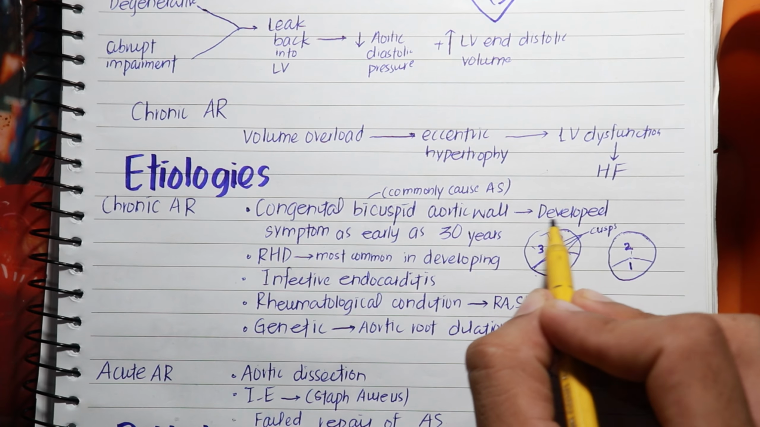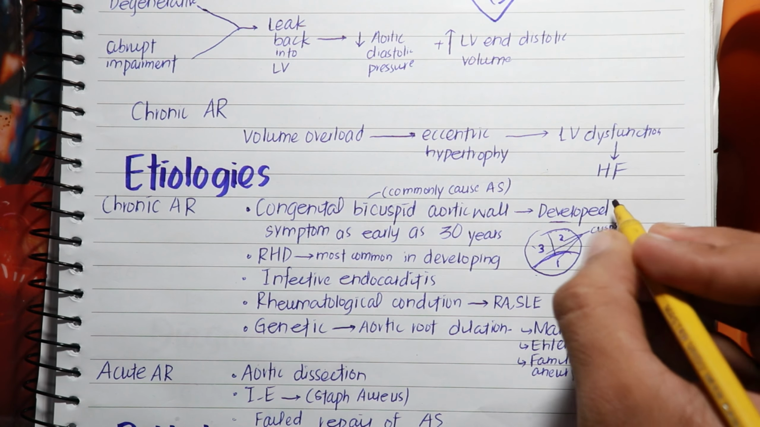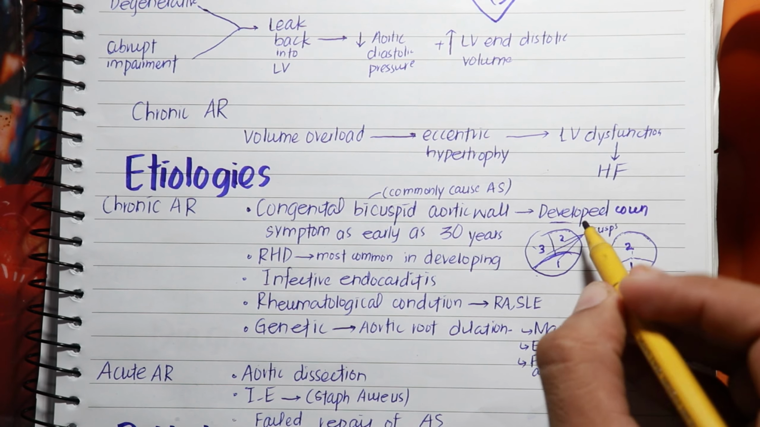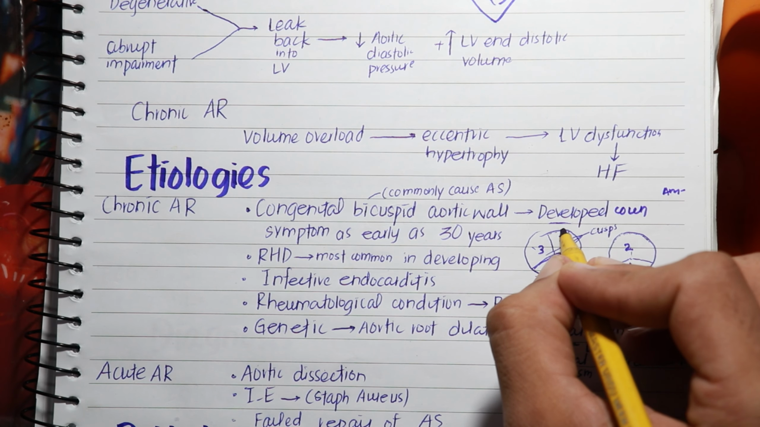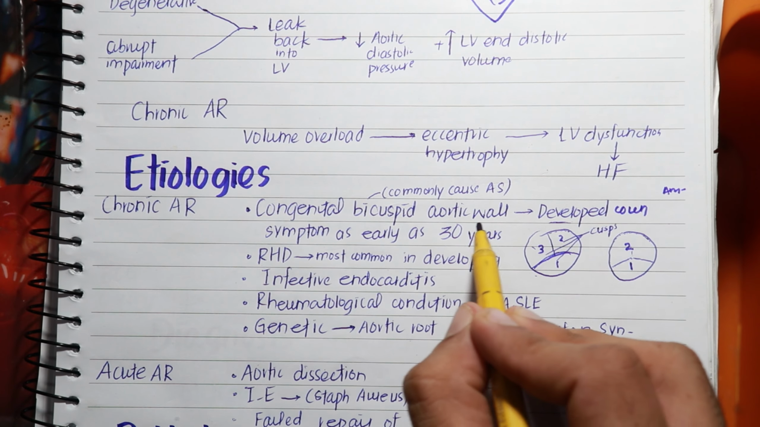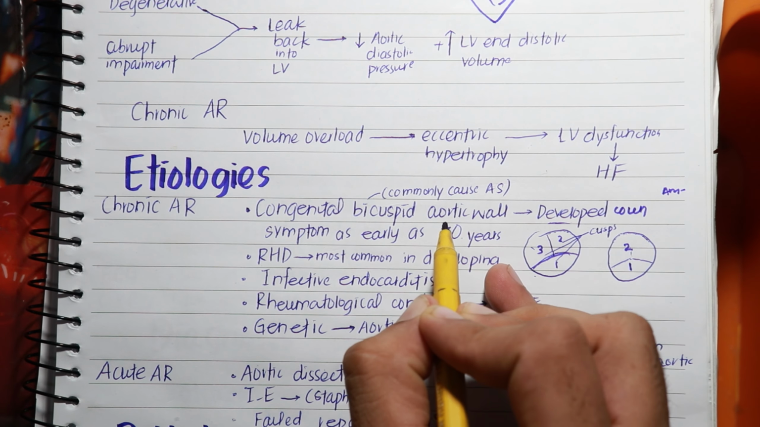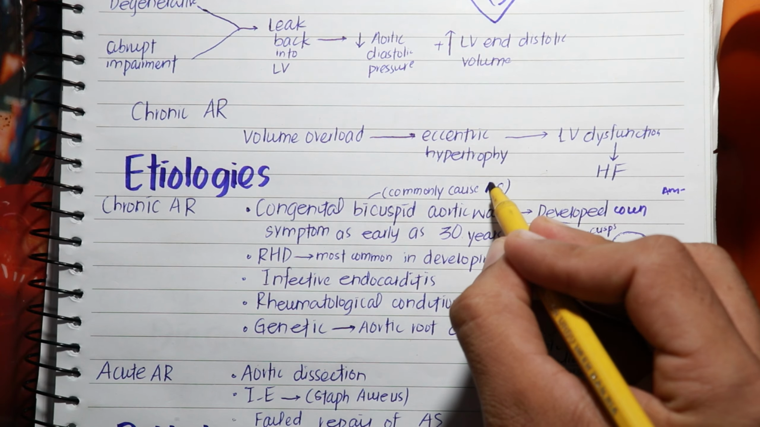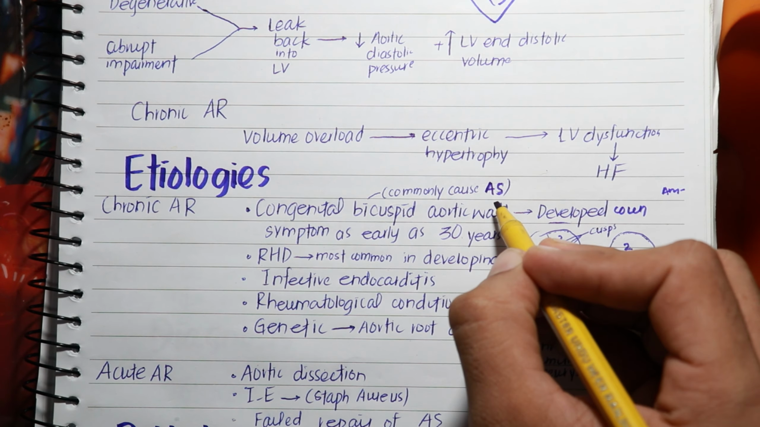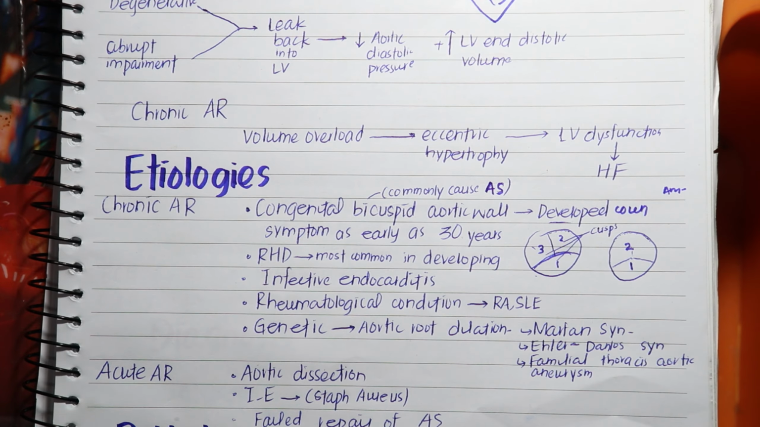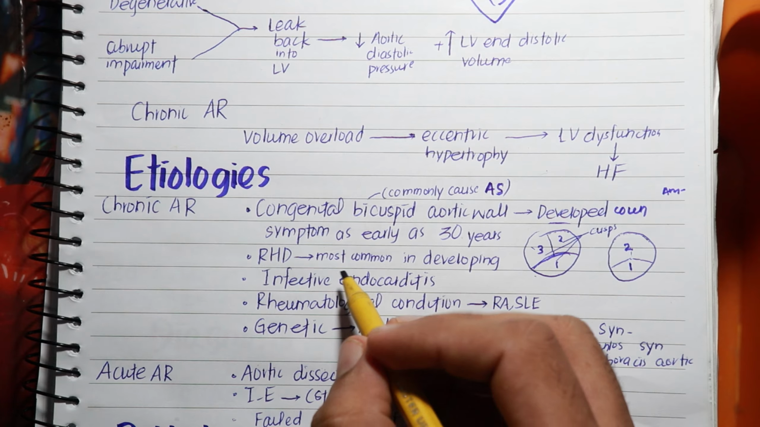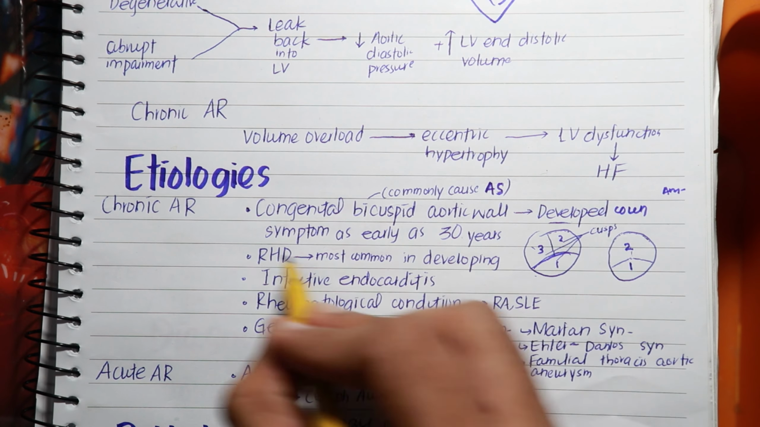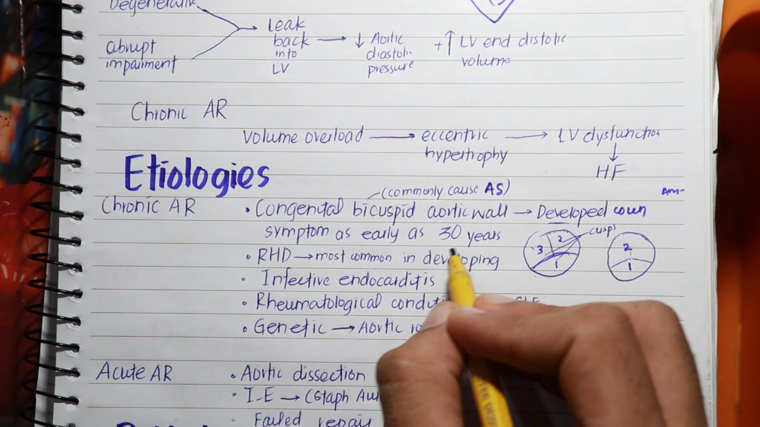It's the number one cause in developed countries, not in developing countries, like America, USA, Europe, etc. The number one cause of aortic regurgitation in these countries is congenital bicuspid aortic valve. Normally this congenital bicuspid aortic valve causes aortic stenosis, but it can cause aortic regurgitation, and symptoms appear as early as 30. Normally due to any other cause like rheumatic heart disease, the symptoms of aortic regurgitation occur after the fourth decade, like in the 40s or 50s, but this can happen as early as the 30s.